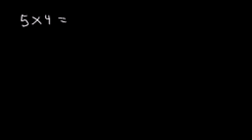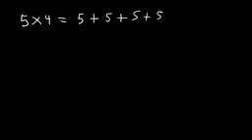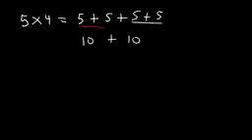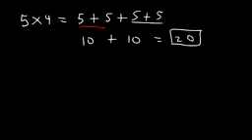Now perhaps you know the answer by memorization. But when you think of multiplication, think of repeated addition. 5 times 4 means that you're adding 5 4 times. 5 plus 5 is 10, and these two 5s add up to 10. 10 plus 10 is 20. So that's multiplication. It's just repeated addition.